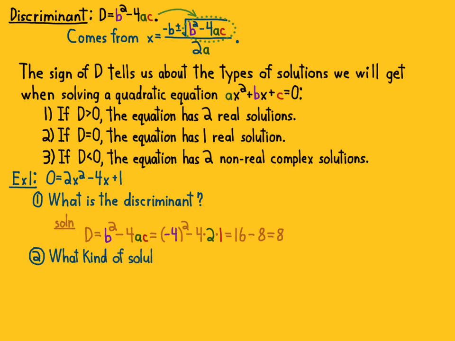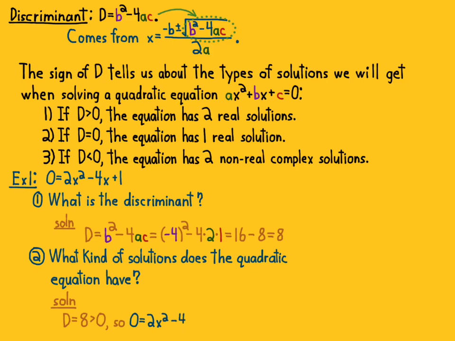Okay, so the next question is, what kind of solutions does the quadratic equation have? Well, the discriminant's positive, so it's going to be 2 real solutions. That's the answer. And so they'll have a multiple choice, right? 2 real solutions, 1 real solution, or 2 non-real complex solutions. Or they might just say 2 non-real solutions to be brief about it. Okay? So it has 2 real solutions. It's that simple, okay? So that's just very closely related to the quadratic formula.